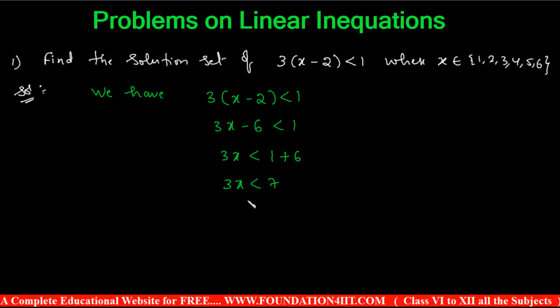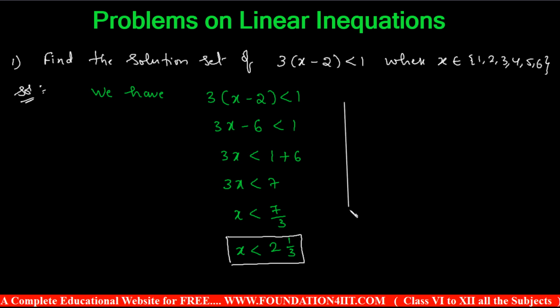So 3x is less than 7. Then x is less than 7 by 3. Okay, 3 into x divided by 3. X value is less than 7 by 3. Then from this x is less than 7 by 3 is in mixed fraction, you can write 2 1 by 3. So you can do the division that x value is less than 2 1 by 3. So from this given set, that is 1 2 3 4 5 6, from this only we should select x value is less than 2 1 by 3. So solution set is this.